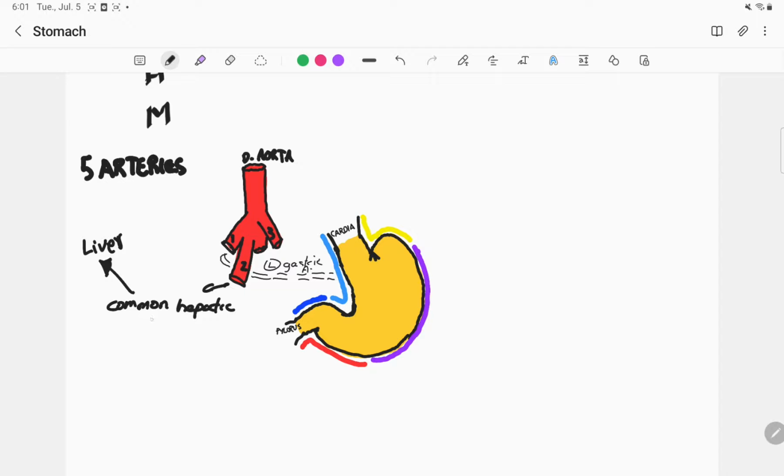And that's because the common hepatic also supplies a branch called the right gastric artery. The right gastric artery is going to have anastomoses with the left gastric artery, so it's just a continuation of that blood supply. It's going to supply part of the lesser omentum, and also part of the duodenum. The common hepatic, though, also has another branch.